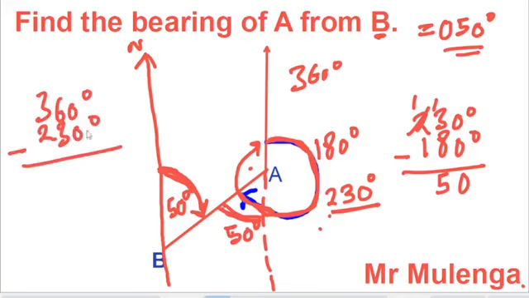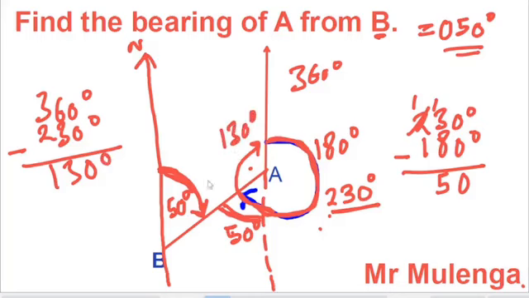Okay, so 0 minus 0 is 0. 6 minus 3 will give us a 3. Then 3 minus 2 gives us a 1. You get 130, meaning that here we're going to have 130 degrees.